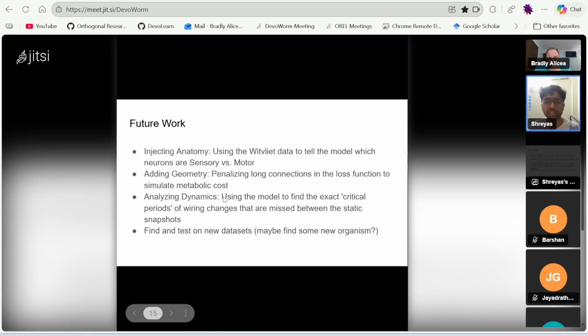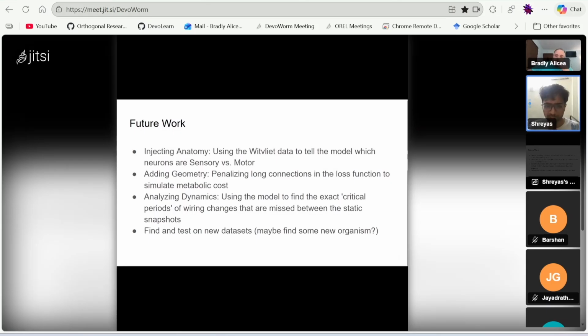So using the model to find the exact critical periods of wiring changes that are missed between static snapshots. Currently the connectome is like we have snapshots, we don't have interpolation. That was the whole problem statement. So what I can try to do is find at what points in the life of the C. elegans are the critical periods in which connections are changing, when is the brain developing suddenly and all. So that can be done.